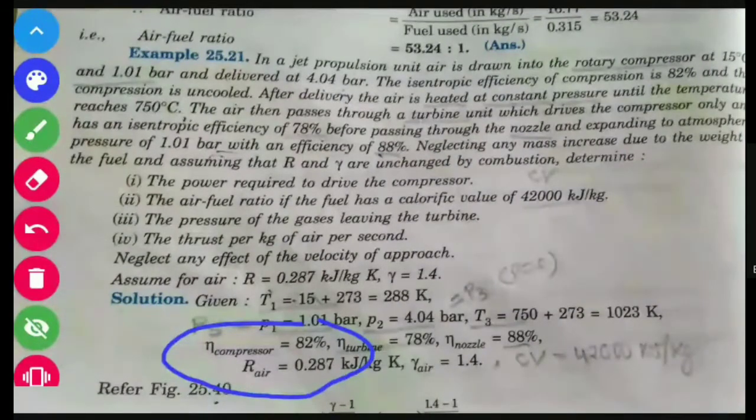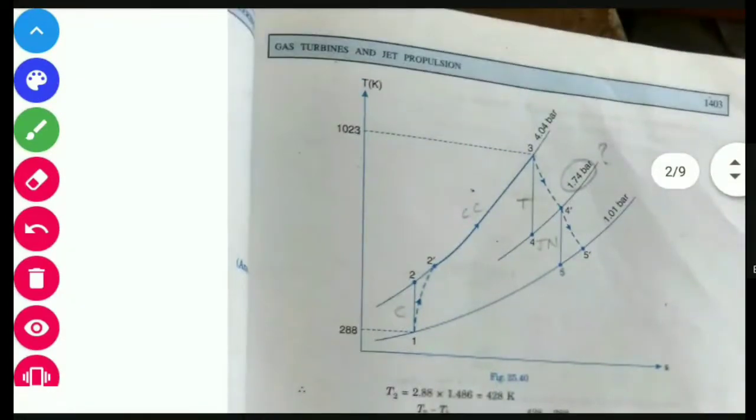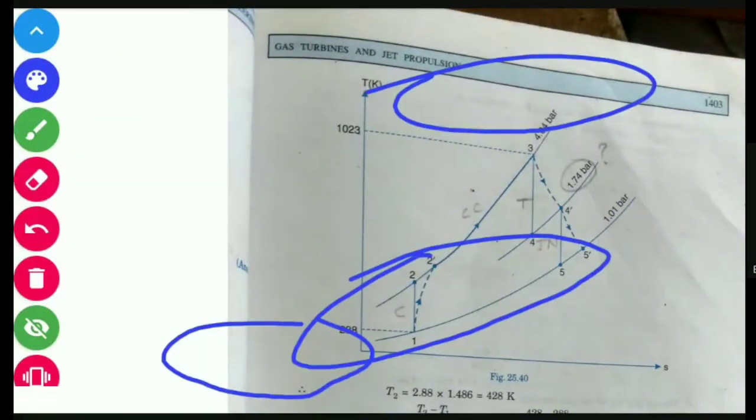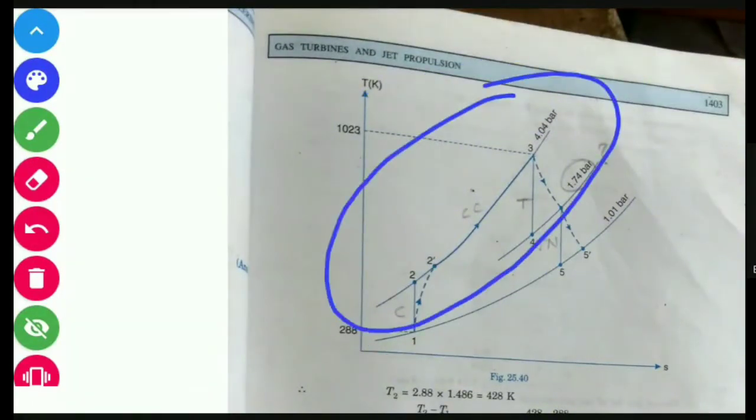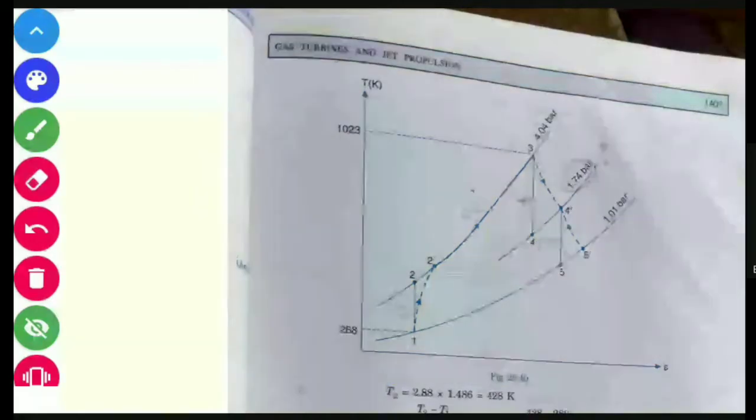After delivery, the air is heated at constant pressure. That means P2 equal to P3. See the figure, constant pressure. Here the pressure is always constant in the combustion chamber, but the temperature will be raised from 2 to 3. That's why P2 and P3 are the same. Similarly, P5 and P1 are also the same, but we will see that later.